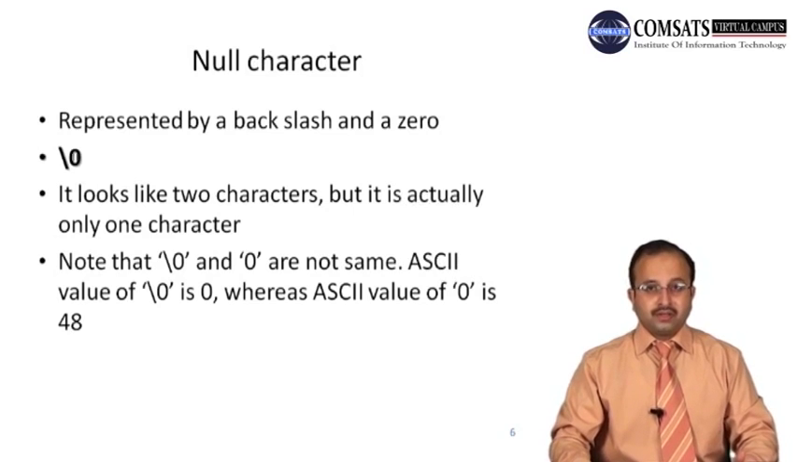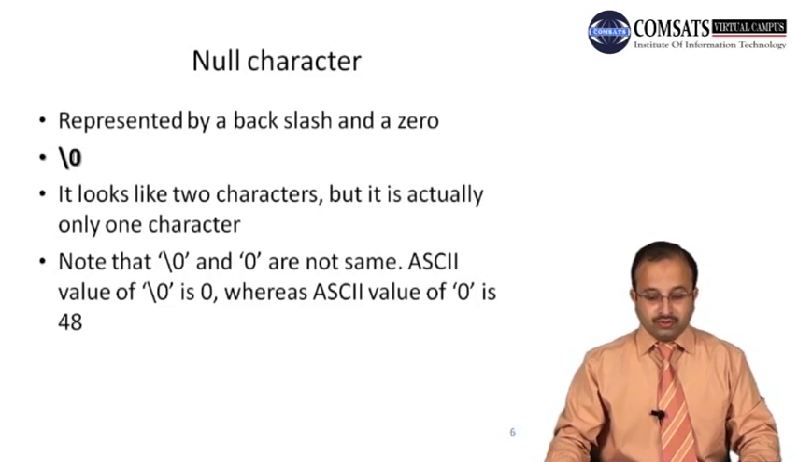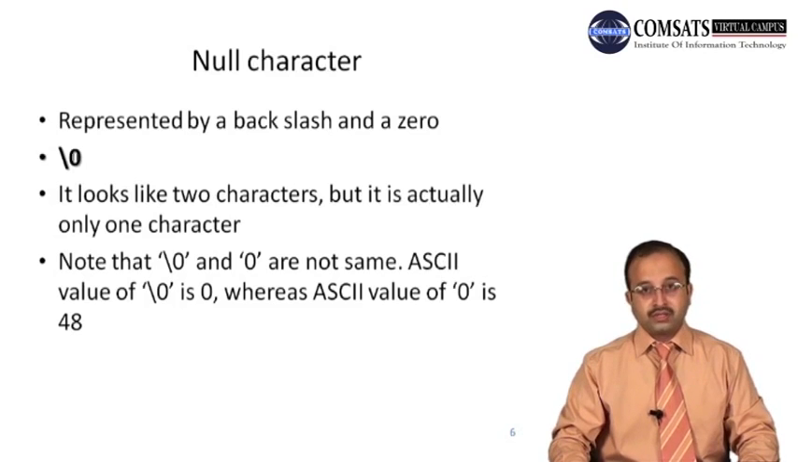In the fourth or fifth lecture, we have seen the character set of C, and the C character set constitutes all the alphabets, lowercase, uppercase, all the digits 0 to 9, and all the special symbols. So this 0 is part of the C character set, and it has some ASCII value, and the ASCII value of 0 is 48, and the ASCII value of the null character, that is \0, is 0.